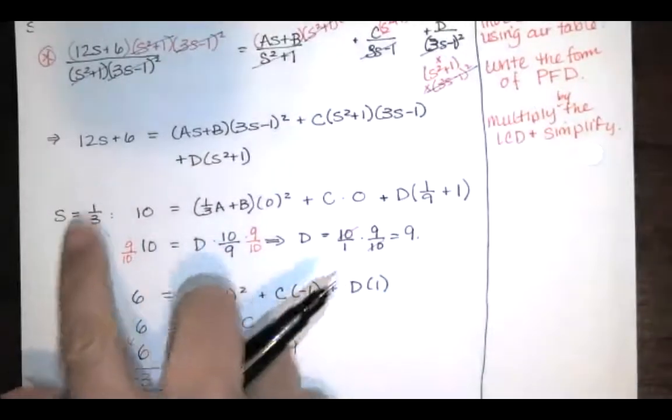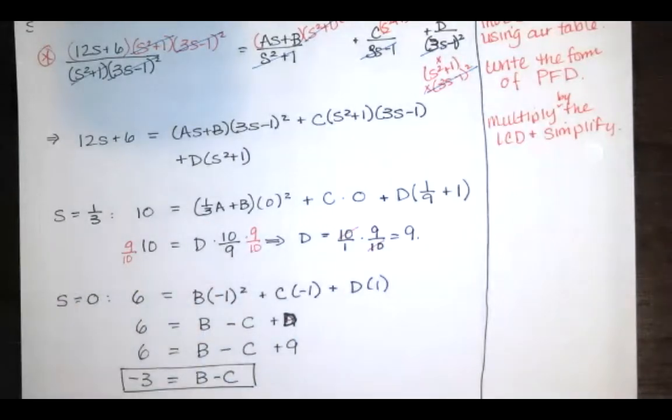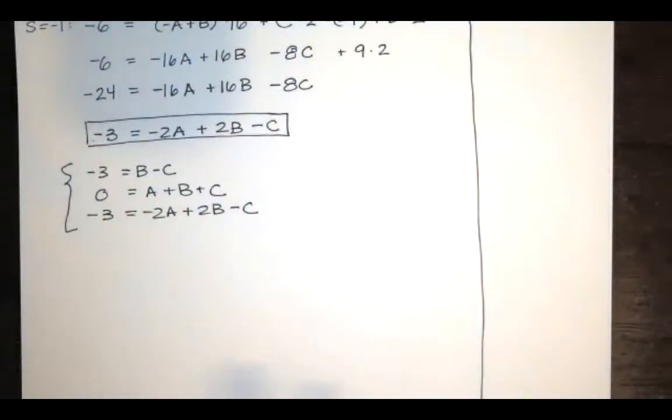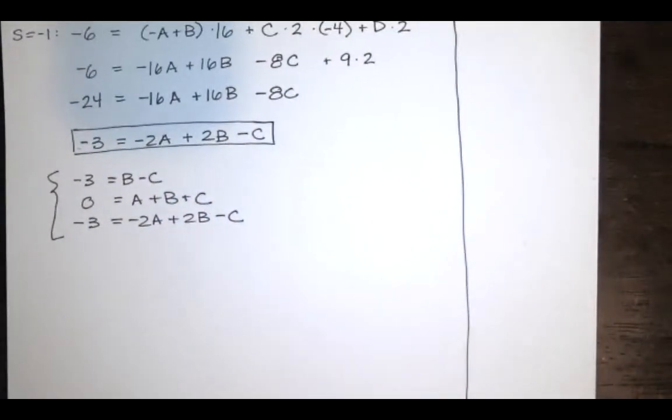So basically, you choose the value of s that will cause that factor to be 0. And then if there are 3 constants left, you choose 3 values of s to get 3 equations and 3 unknowns. And then you solve those 3 equations and 3 unknowns for your variables through whatever method you like.